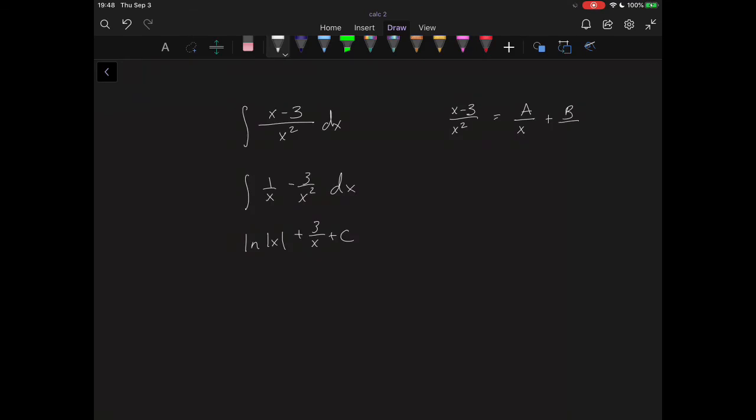So we would have a over x plus b over x squared. And when we do this, we get ax plus b is equal to x minus 3. So a is equal to 1, b is equal to negative 3. And when we break it up, we get 1 over x minus 3 over x squared. And it's just a long way of doing the shortcut of just dividing.